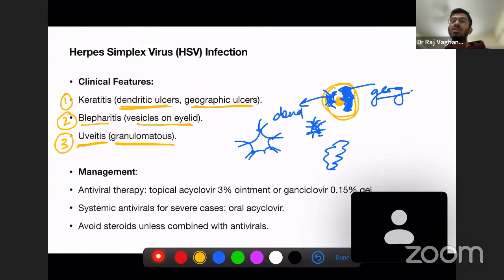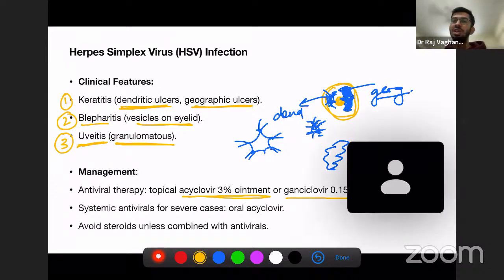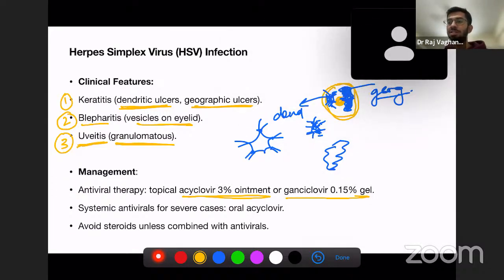How do you manage it? Since it is a viral condition, obviously you will give antiviral therapy. In the antiviral therapy, you can give topical acyclovir 3% ointment or ganciclovir 0.15% gel. So this is ganciclovir and this is acyclovir. This is the first management.